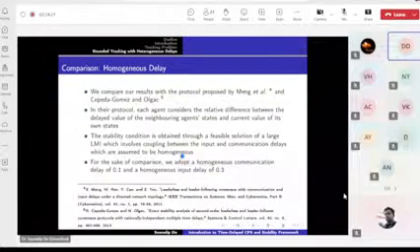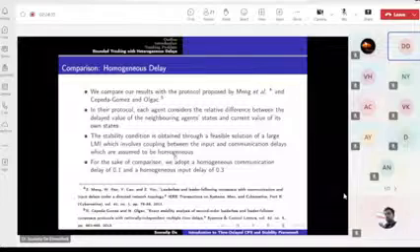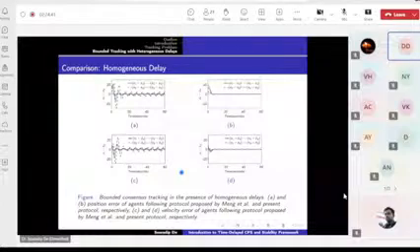So we are here. The stability condition is obtained through a feasible solution of a large LMI that I have told, which involves the coupling between input and communication. And you can see in the simulation here, this is the tracking position error, and this is the tracking velocity error.